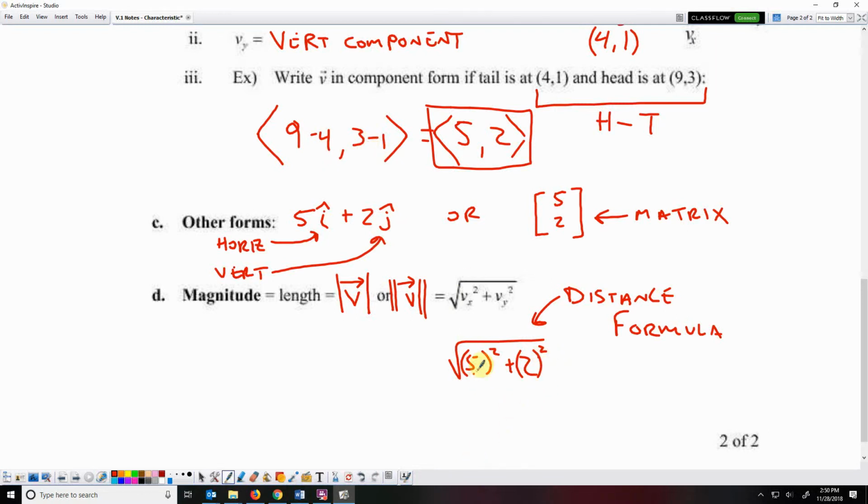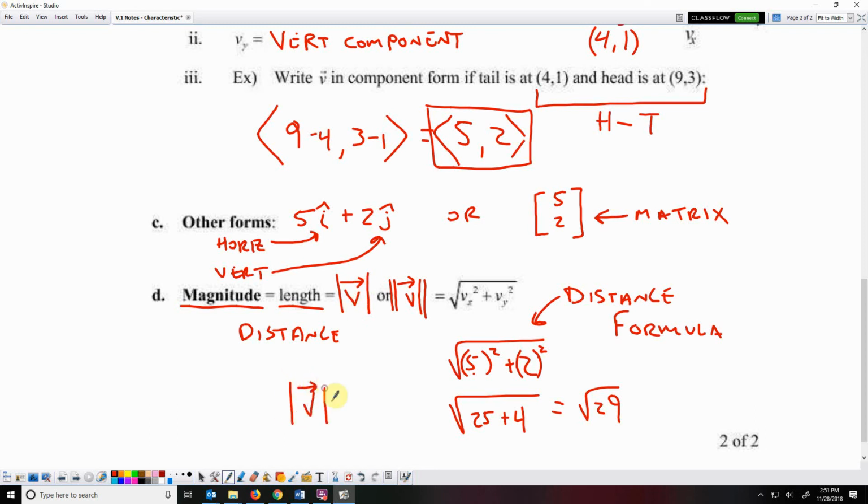So this is the distance formula. When you're doing magnitude, length, that's distance. The only difference between this and the distance formula is that the subtraction here was already done right here. So it is the distance formula with the subtraction already done. So that's 25 plus 4. So the magnitude is the square root of 29. Okay, or it could be written like this. The magnitude of the vector is the square root of 29.